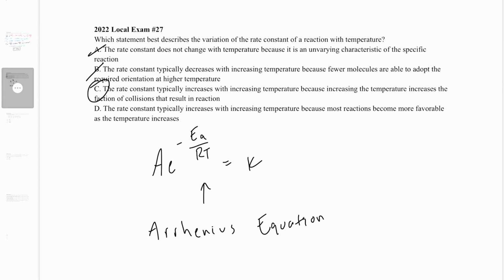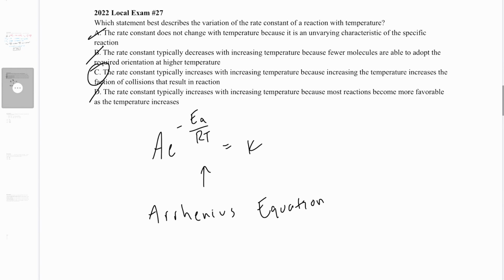D, the rate constant typically increases with increasing temperature because most reactions become more favorable as the temperature increases. What you're doing here is you're relating kinetics with thermodynamics. Thermodynamics tells you whether or not a reaction is favorable, whether or not it happens, and kinetics tells you the speed. And you really should avoid connecting them. So D is wrong because you generally don't want to connect thermodynamics and kinetics. So the answer for 27 is C.